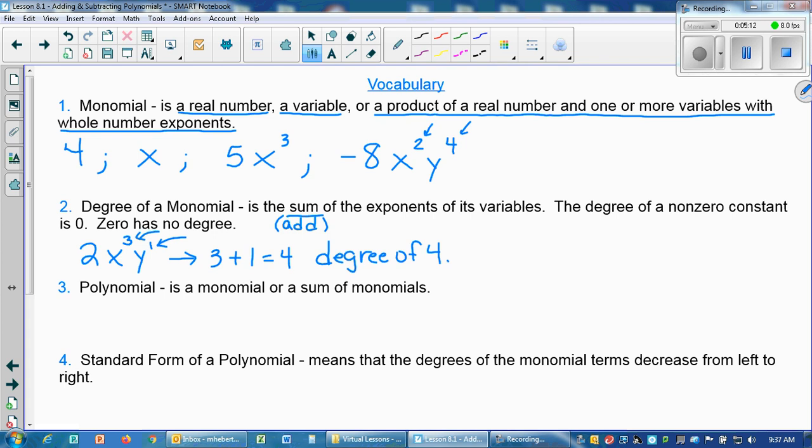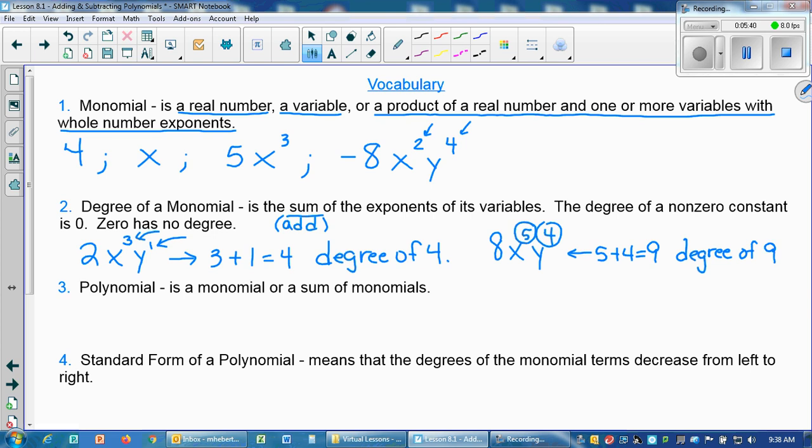If we have things that have other ones, let's do, for instance, 8x to the 5th y to the 4th. We will take our two exponents, 5 and 4, and we will add them together. 5 plus 4 is 9, which means we have a degree of 9.